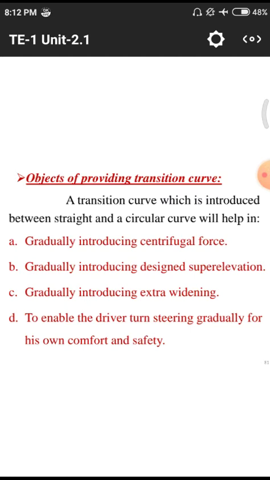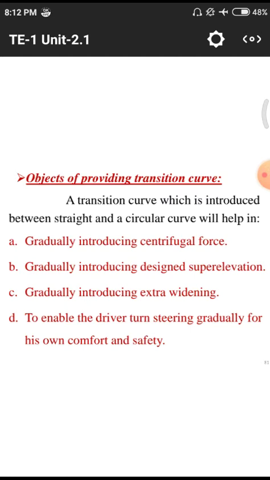Next one is the designed super elevation. Super elevation means rising of the outer edge with respect to the inner edge, that is the inner surface or inner radius of the curve. Third one is the extra widening. This is for sight distance and other purposes.